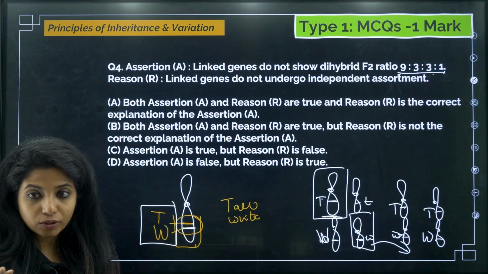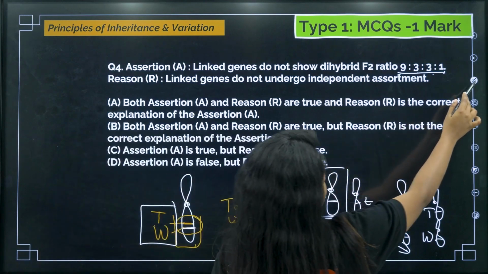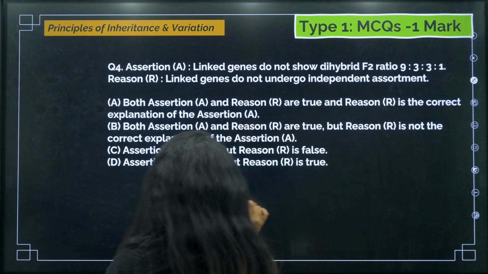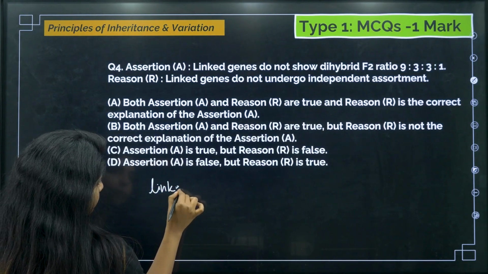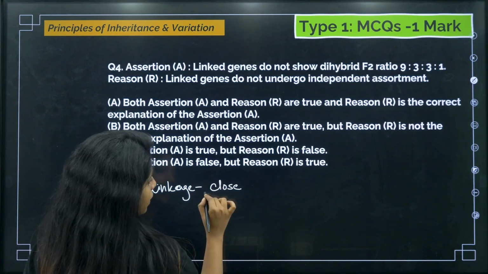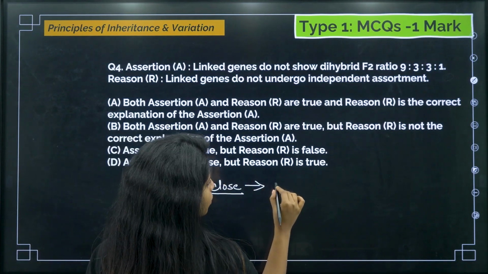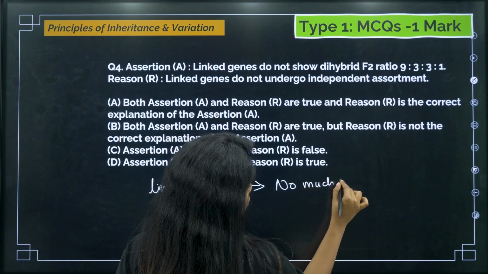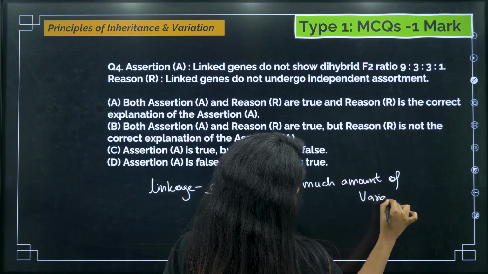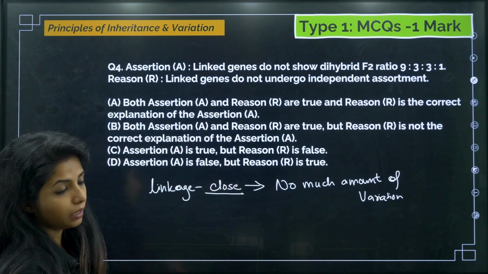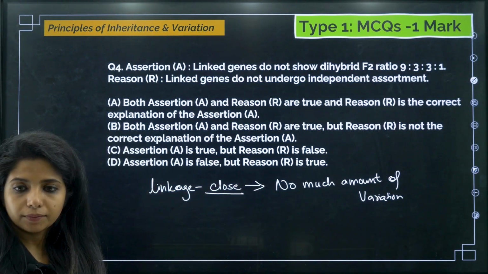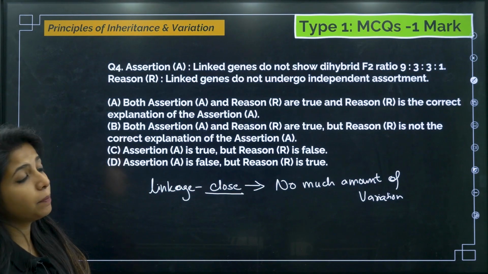I hope I was able to explain this. Now, understand one thing: if linkage is close, you will not find much variation. If linkage is not close, then the opposite, there will be variations that will be seen. Now, linked genes do not undergo independent assortment.